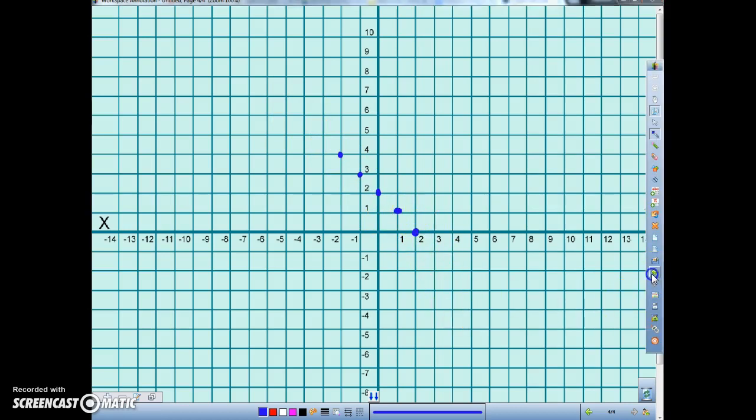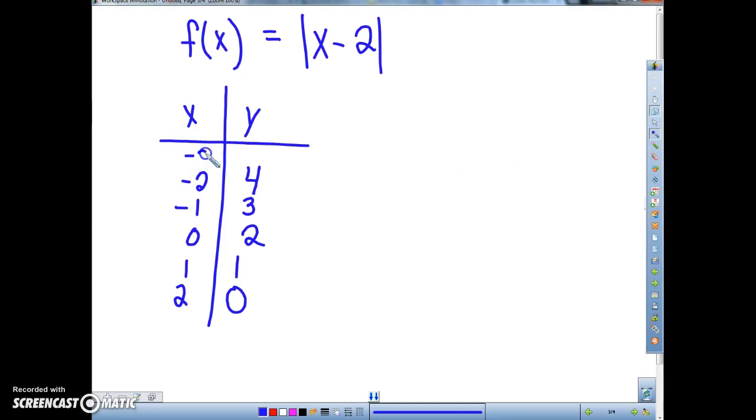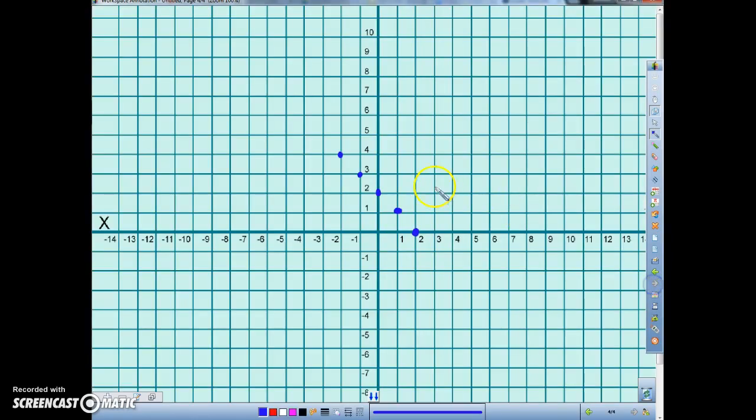So let's pick a couple more values. Let's go ahead and pick -3 just for the sake of seeing if it's going to turn that way. And then let's pick some more where we think it's going to turn. Plug in -3. -3 minus 2 is -5. Absolute value of -5 is 5. So then we have 1, 2, 3 when we plug those in. So now let's go plot our new points.